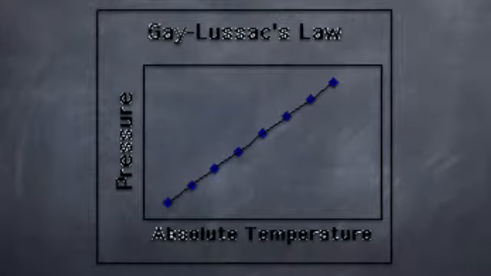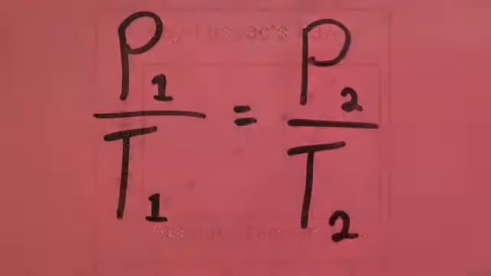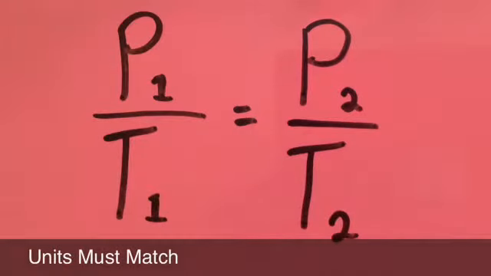Gay-Lussac's law states that the pressure of a gas varies directly with temperature so long as the volume is held constant. This graph shows that as the temperature of an ideal gas increases, so does its pressure. This relationship can also be represented by this equation, which states that the starting pressure of a gas divided by the starting temperature is equivalent to the new pressure divided by the new temperature.